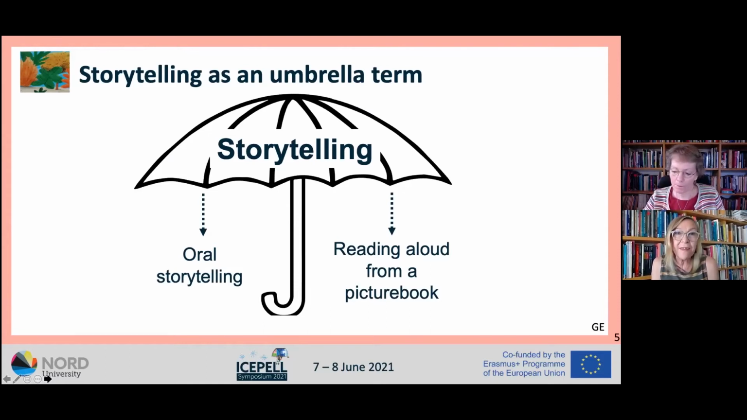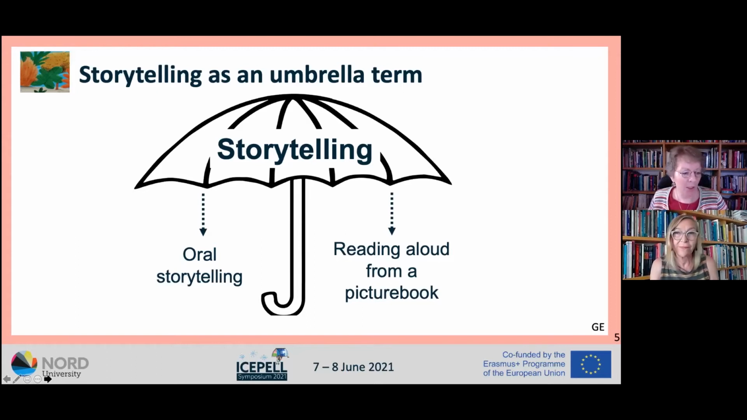Now, this can be misleading because telling and reading stories are two different activities which require different teacher competencies and offer different affordances to the child. So the focus of our keynote then is to clarify what reading aloud from a picture book entails. So we're first going to give a definition of the picture book.